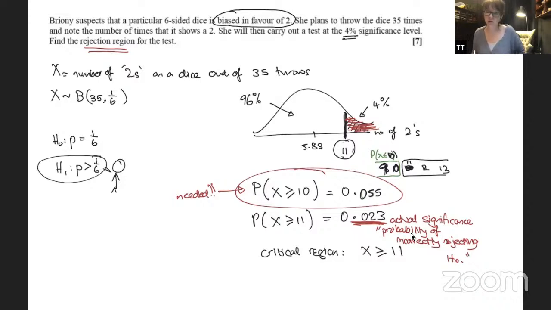Yes, the region on the right, that's the critical region. Well, these are the critical values, 11 and more, and that area is the critical region, I think, which is all of the X's, 11, 12, 13, 14, 15. That area is the significance level, and that area is the probability of incorrectly rejecting H0.